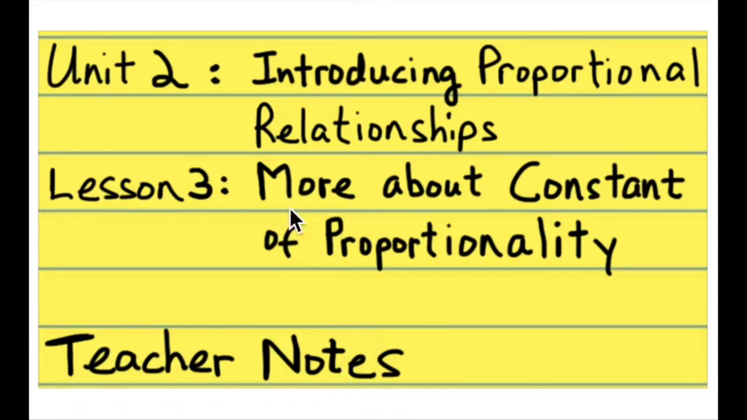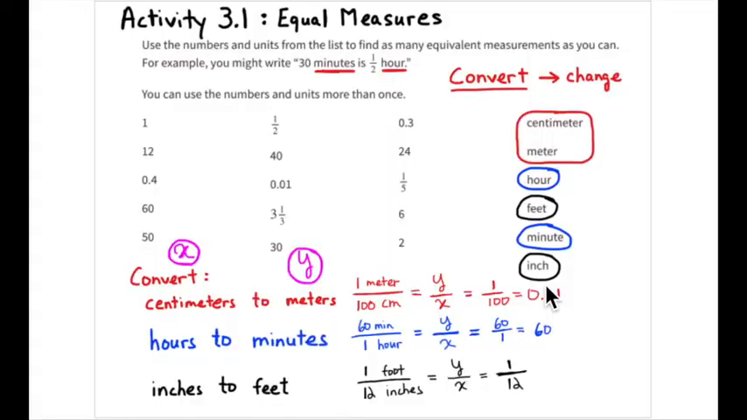These are notes for Unit 2, Introducing Proportional Relationships, and this is Lesson 3, more about constant of proportionality. In this first activity, they go through a series of conversions or changes from one unit to another. So from centimeters to meters, or meters to centimeters, hours and minutes, and feet and inches.